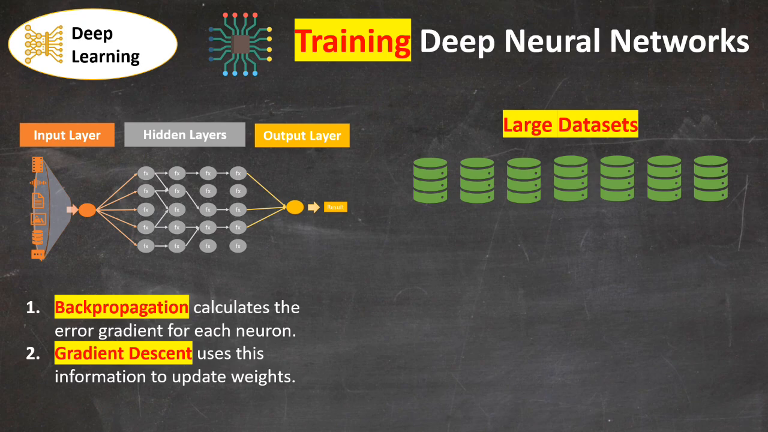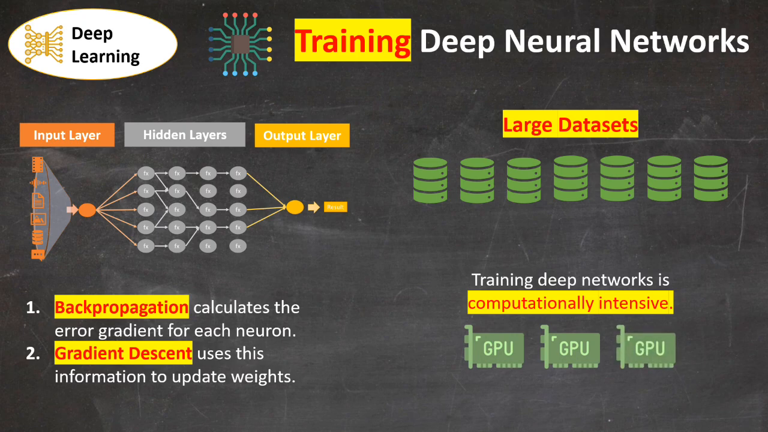Lastly, GPU acceleration is vital. Training deep networks is computationally intensive. GPUs, with their parallel processing capabilities, can perform these calculations much faster than CPUs. This has dramatically reduced training times from weeks to hours, making deep learning more accessible and practical for real-world applications. Understanding these elements is key to implementing effective deep learning solutions in IT environments.